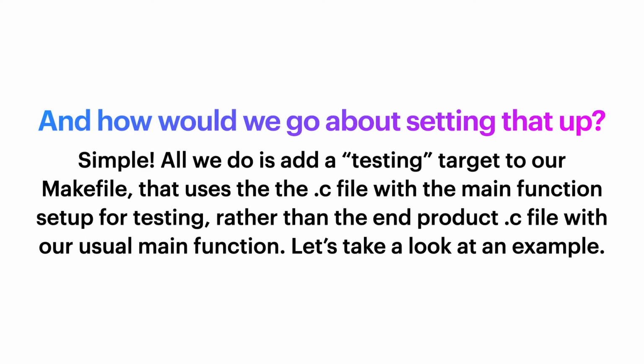And how would we go about setting that up? Simple. All we do is add a testing target to our Makefile that uses the .c file with the main function set up for testing, rather than the endproduct.c file with our usual main function. Let's take a look at an example.